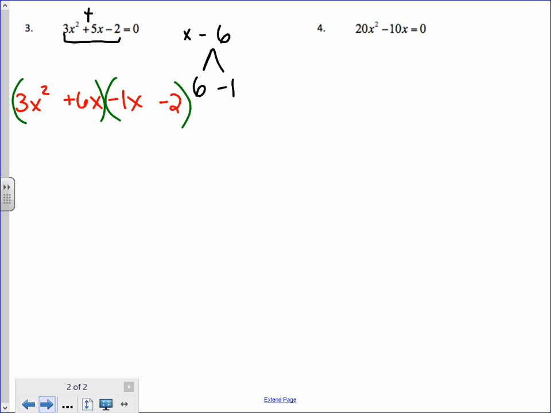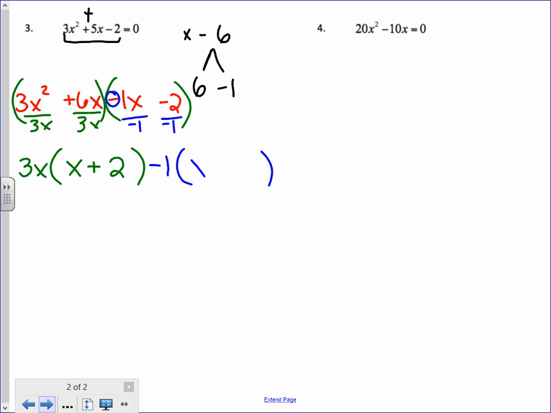The GCF for 3x squared plus 6x is 3x, which is what I'm going to divide out of both terms here. When I pull out a 3x, I'm left with x plus 2. Now from the second parentheses, this term is negative. So my GCF is going to be negative. And the only thing those two terms have in common is a negative 1. When I divide out the negative 1, I'm left with x plus 2.